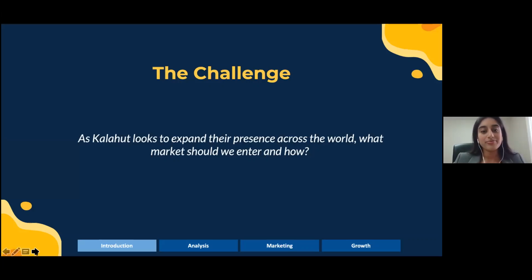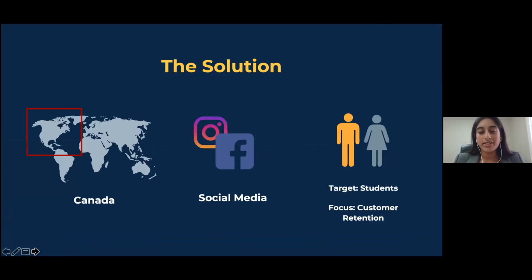So key areas that we focused our recommendation on were expanding into the Canadian market, with our primary marketing being through social media, Facebook and Instagram, and our targets being students, with a focus on customer retention.